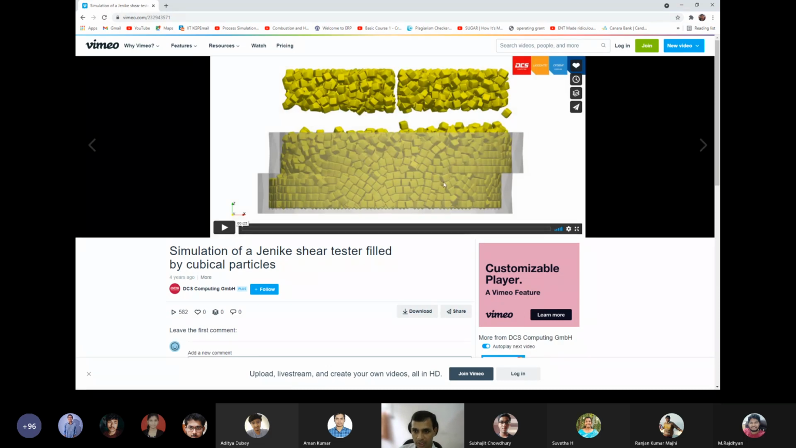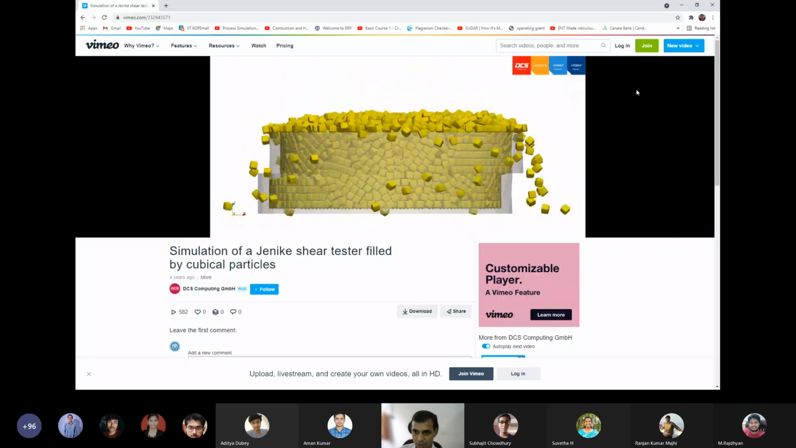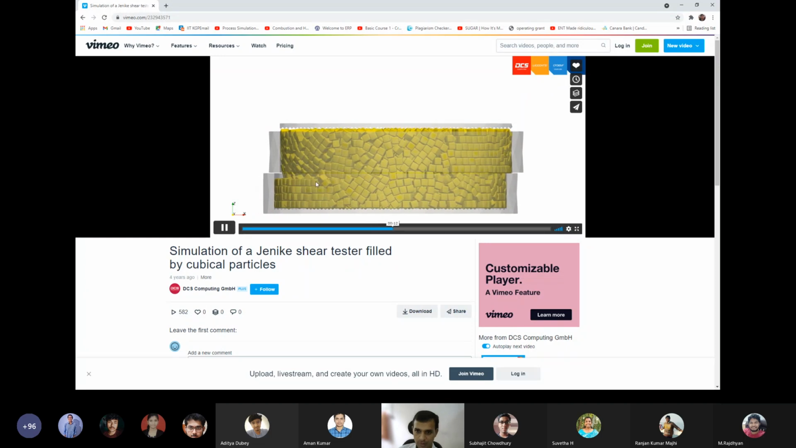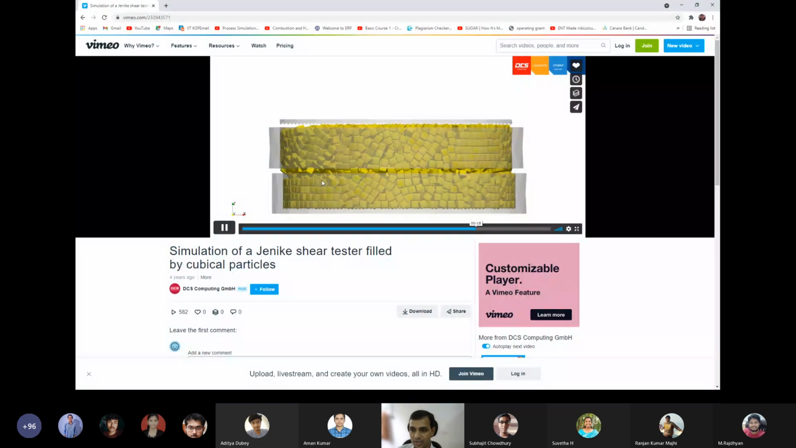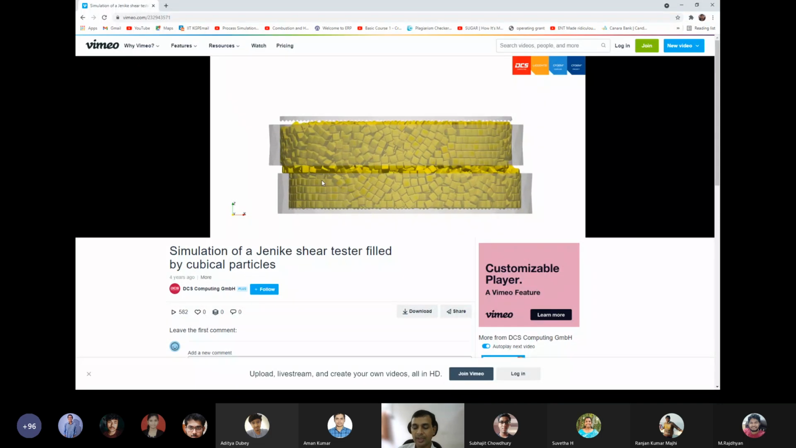So we have the top cup and the bottom cup. Then we fill the solids completely, and then we scrape out the top surface. This is one cup, this is the second cup, and we're trying to move the top cup over the bottom cup. As it moves, you can see the interaction between the solid particles taking place. That interaction is basically the resistance created by the internal particles, and that relates to the internal friction between the particles.